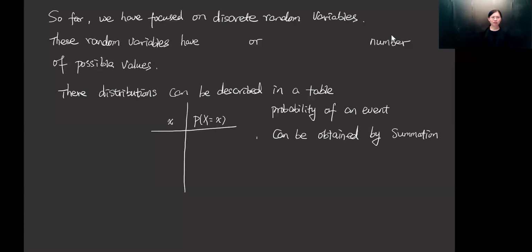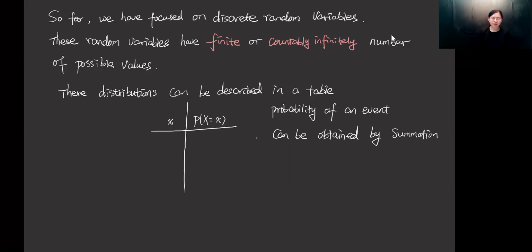So far, we have focused on discrete random variables. The discrete random variables have finite or countably infinite number of possible values. Remember, countably infinite means that the values can be counted using the numerals 1, 2, 3, 4, 5, 6, 7 until infinity. If you can count them, it's countably infinite or finite.